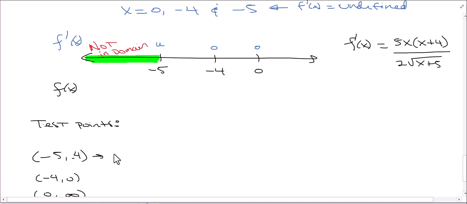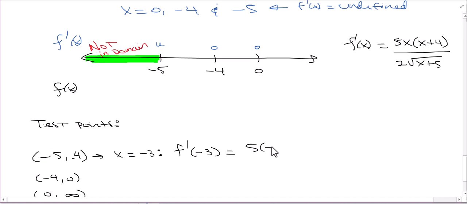So here, let's pick x equals -3, for example, and you plug it into the derivative. So what's f prime of -3? And again, we're not necessarily too concerned about the value, but more the sign. Is it positive or is it negative?